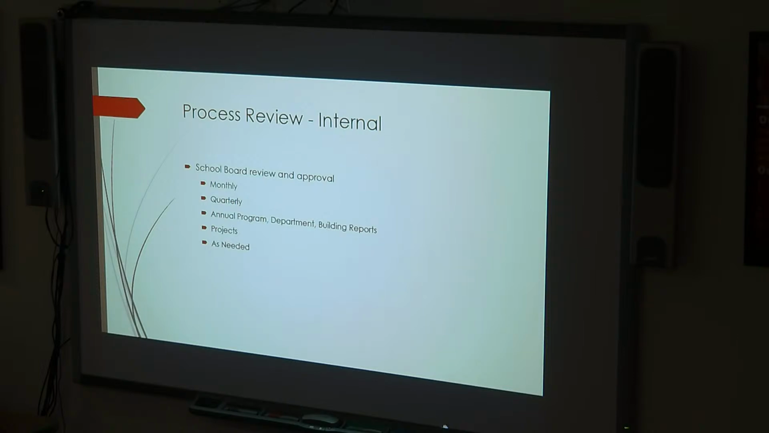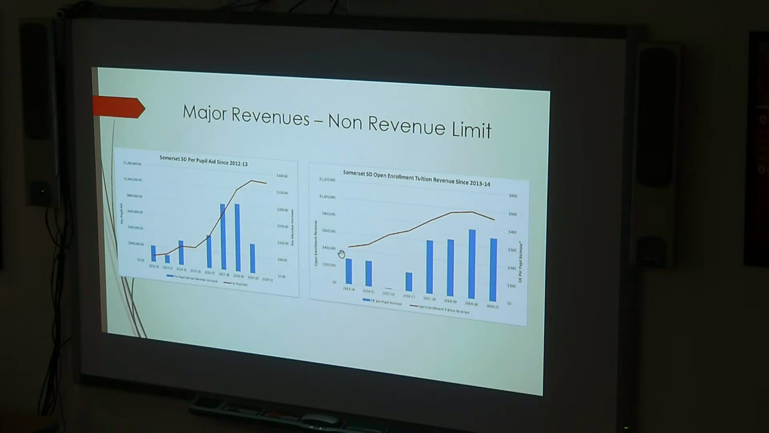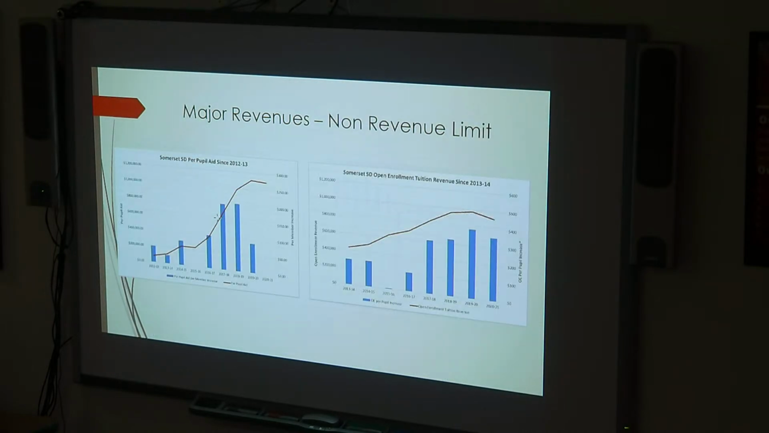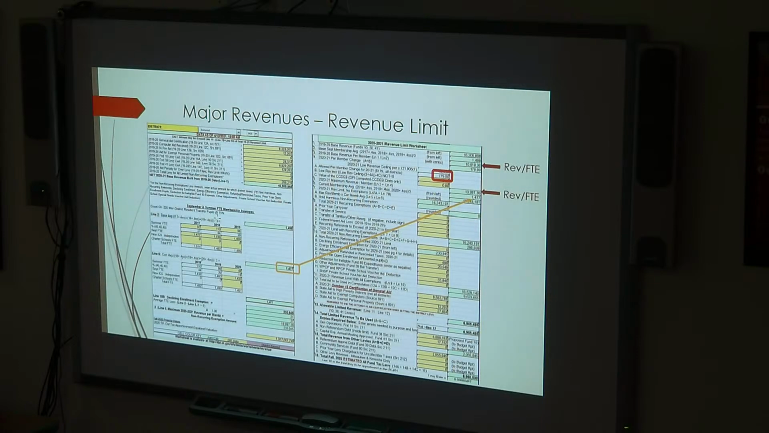Dave, can I ask you a question on slide 15 where you had the major revenues, revenue limit? Yes. It's your actual balance sheets. I'm looking at the 3-year on the left, 2017, 18, 19. How much revenue is brought in by a summer school student? Do you have an approximate?